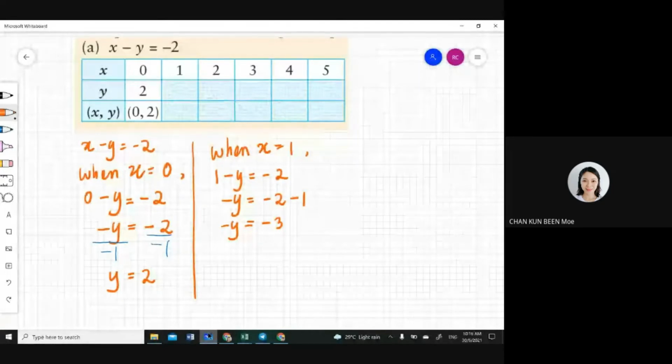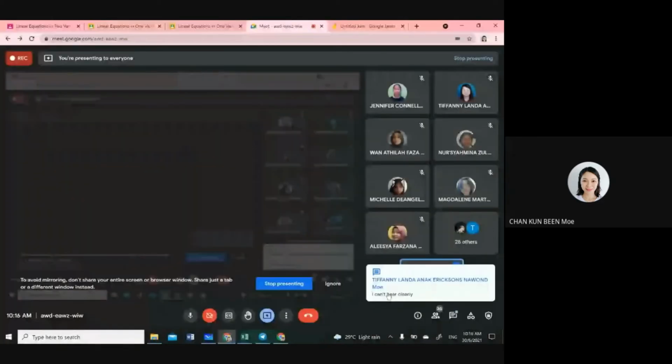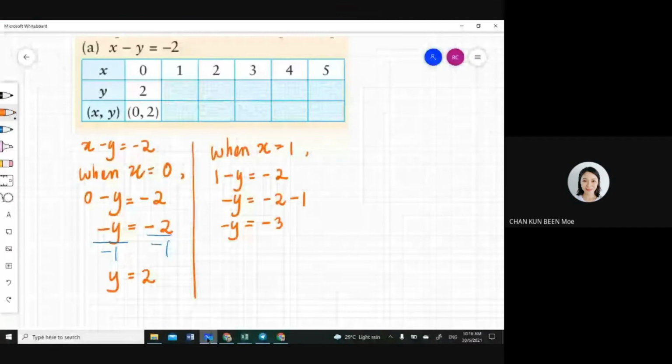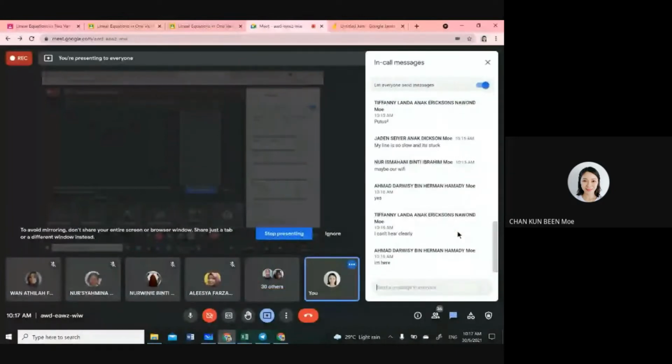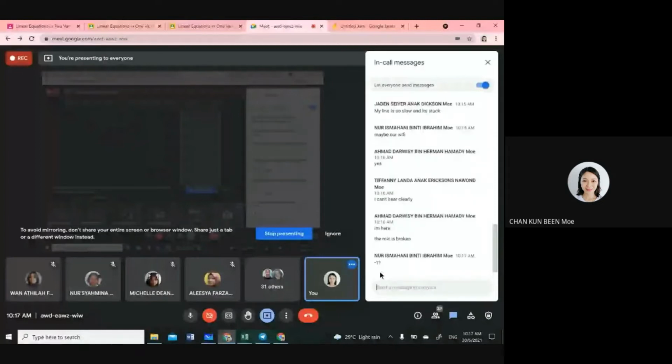Can you answer me? What is the next step after this? Negative y equal to negative 3 becomes what? Ahmad, are you here? Can you tell me what is the next step after that? Negative y equal to negative 3, so what is the next step? Is your mic not connecting? Oh, the mic is broken. Okay, so can you give me the answer for the next step? That's the final answer, actually. Negative 1 is what Mahani said. Do you think it's correct, Ahmad?